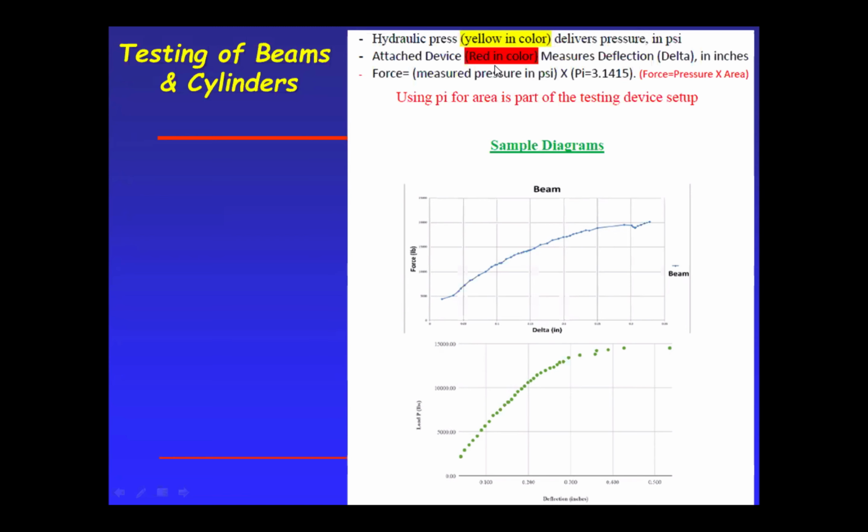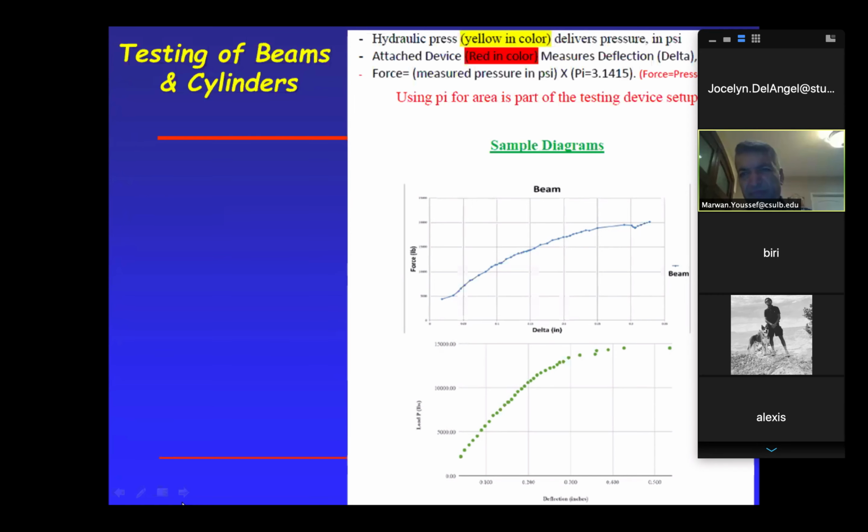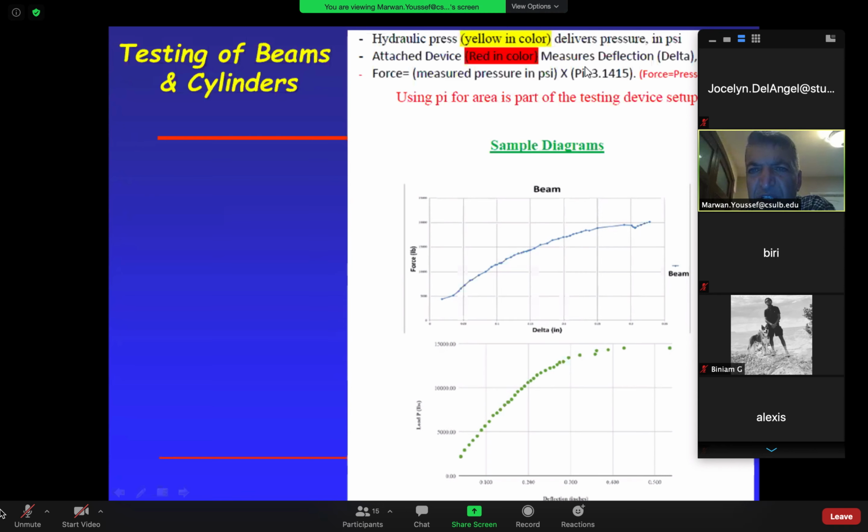Move this back. So here you go. Hydraulic press, yellow in color. Remember, we saw that press machine. What happened to my picture here? Okay, sorry. I don't want you to go to sleep. All right. So the yellow machine is the hydraulic press. Delivers pressure in PSI. I mentioned that. The attached device, red in color, that's that deflection gauge, measures deflection delta in inches.